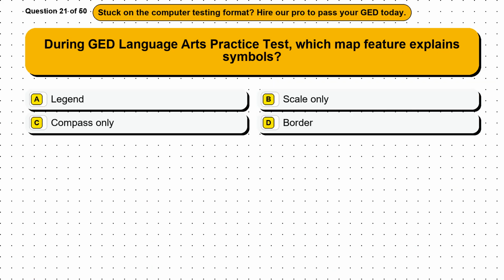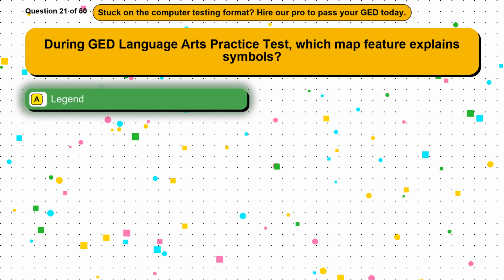Question 21. During GED language arts practice test, which map feature explains symbols? Option A, legend. Option B, scale only. Option C, compass only. Option D, border. The correct answer is option A.